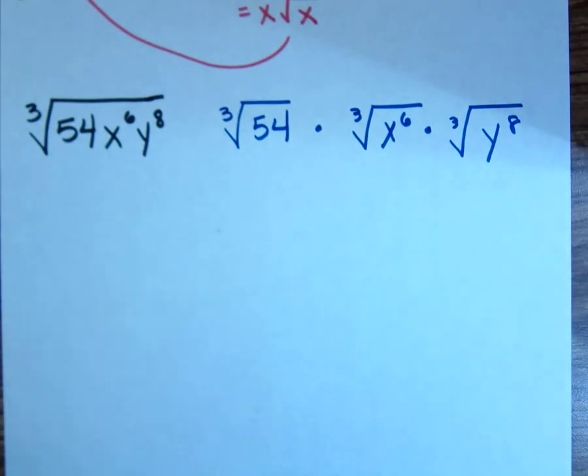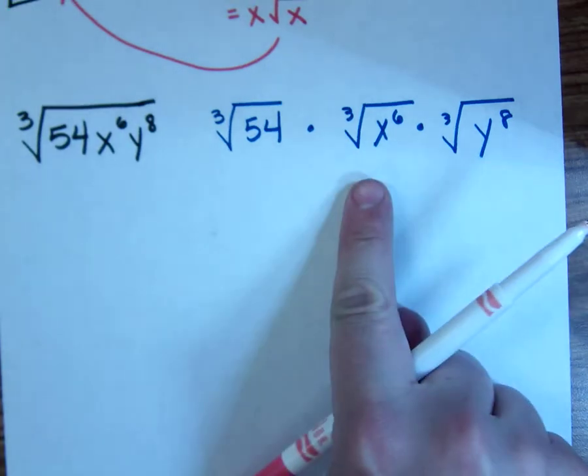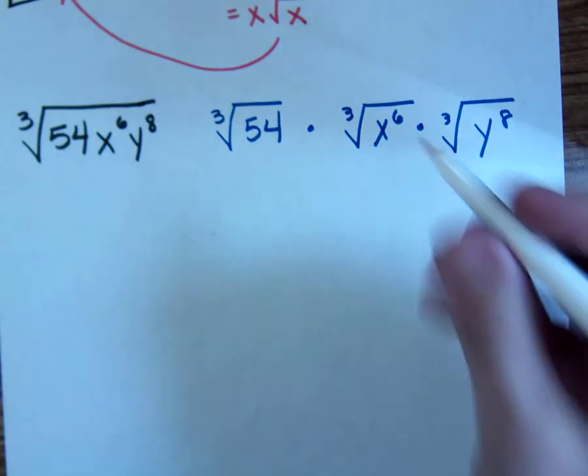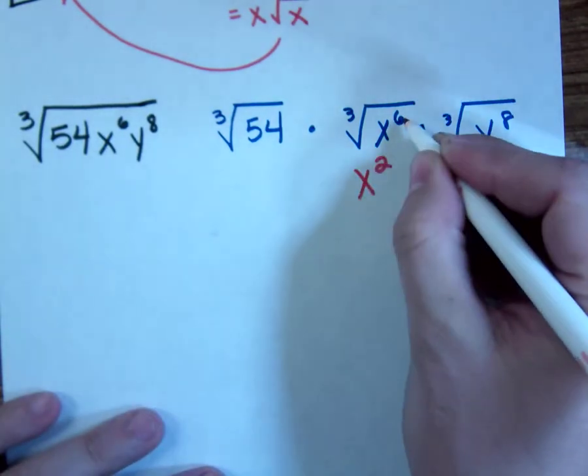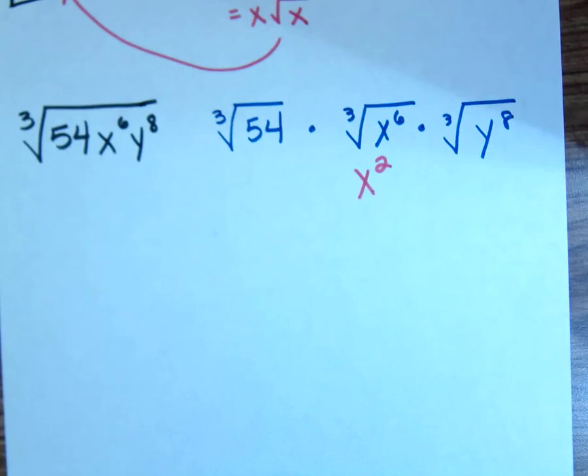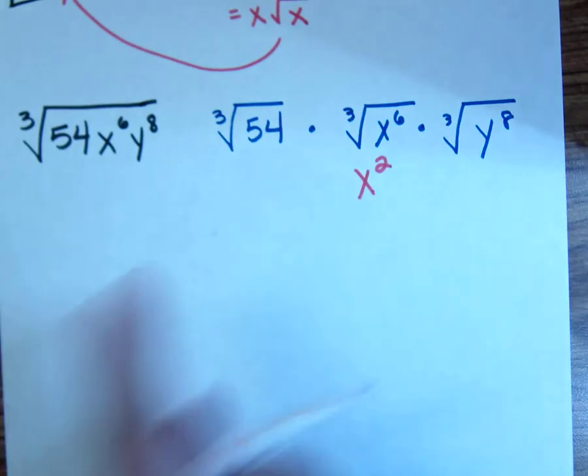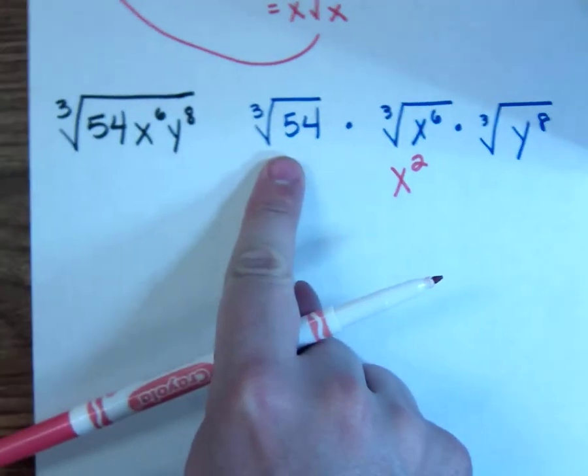Now, one of these things is really, really easy. Of these 3 that I just wrote, which one was the easiest? Yeah, the middle one, because what's the cube root of x to the 6th? That's x squared. 6 divided by 3 is 2. Easy. This one's not too bad.